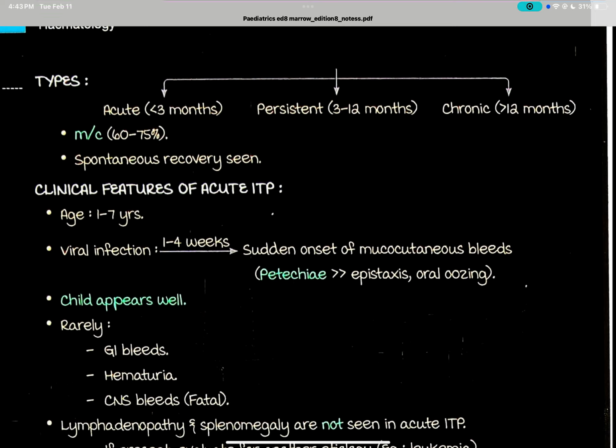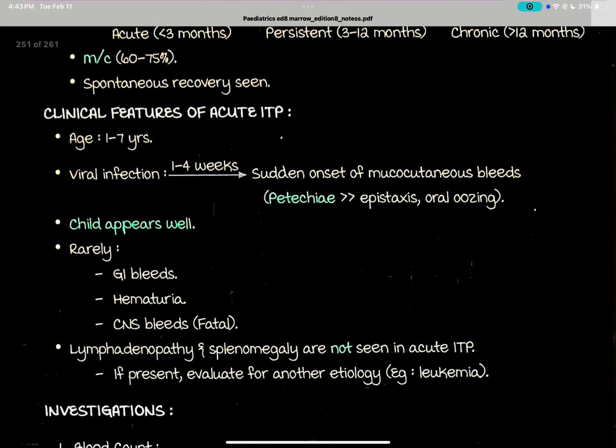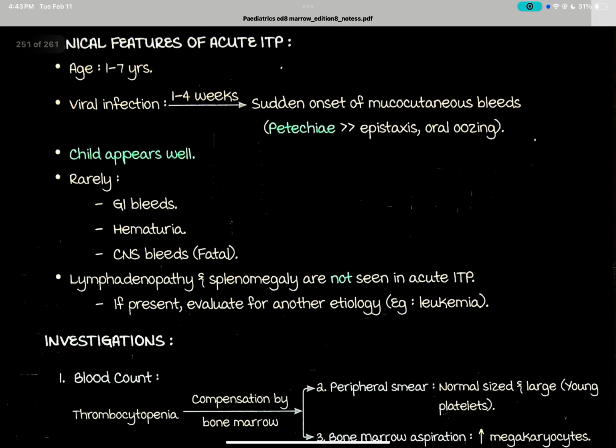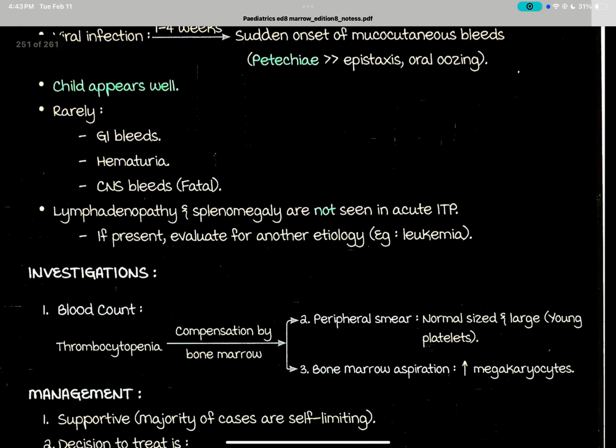Clinical features of acute ITP. Age will be 1 to 7 years. Viral infection 1 to 4 weeks earlier. Sudden onset of mucocutaneous bleeds. Petechiae are more common than epistaxis or oral oozing. Child appears well. Rarely there is GI bleeding, hematuria, or CNS bleeds, which are fatal.